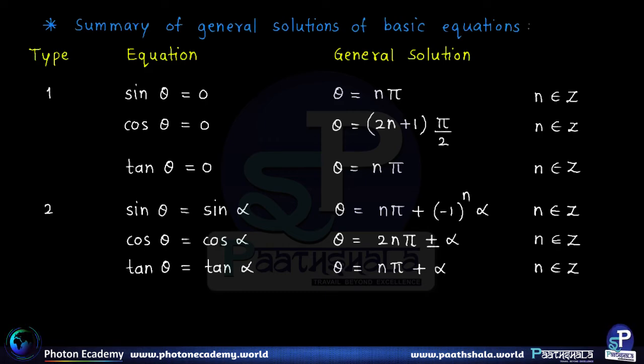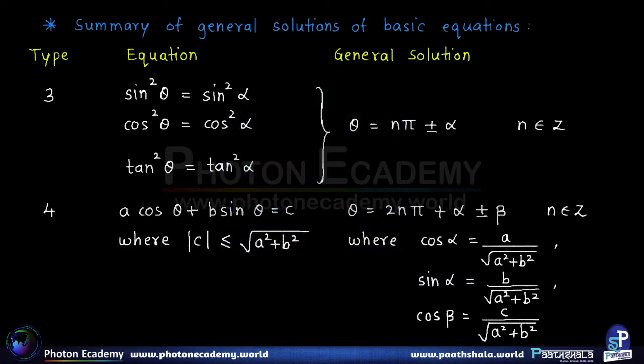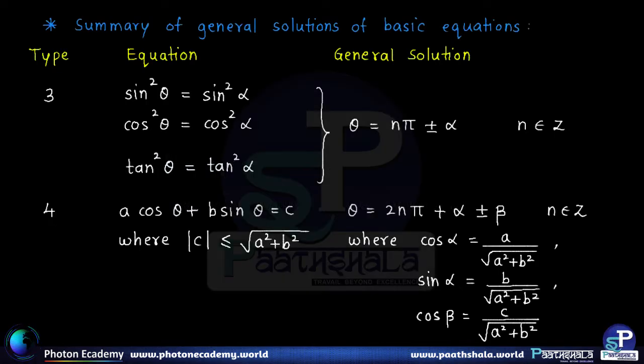Moving on, we have the third type and fourth type. In the third type we have all the square quantities and all of the equations have the same general solution, that is theta is equal to n pi plus or minus alpha. And the fourth type is a cos theta plus b sin theta equal to c, where c has to be numerically less than root of a square plus b square. So its general solution is also given.